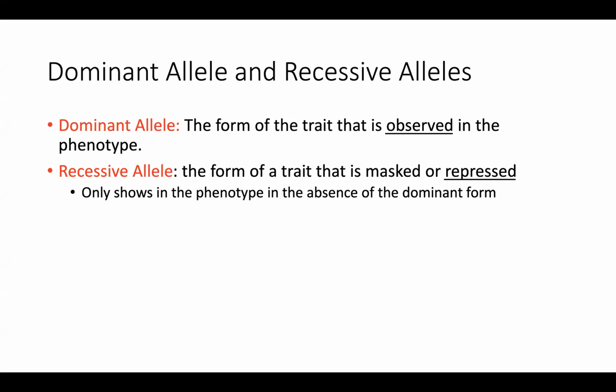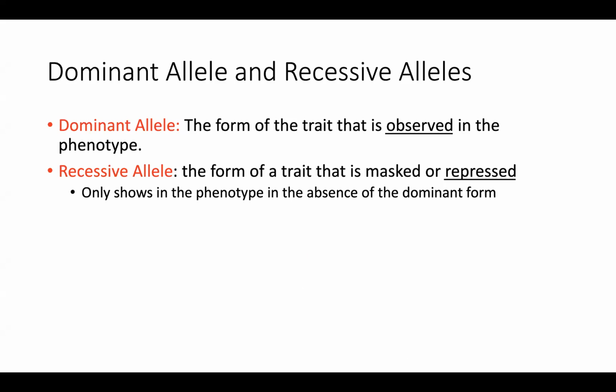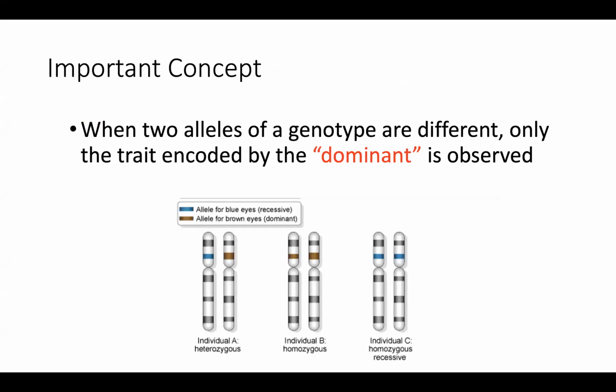And I should have an example coming because I know we are visual. Yes. So dominant, recessive. The dominant allele is that which is observed in the phenotype. The recessive allele is masked or overshadowed, repressed. So an important concept, when two alleles of a genotype are different, only the trait that is encoded by the dominant allele will be observed in the phenotype. So let's look at these examples here, and we'll stop here today because we run out of time.